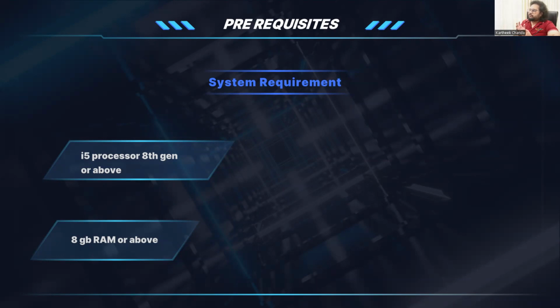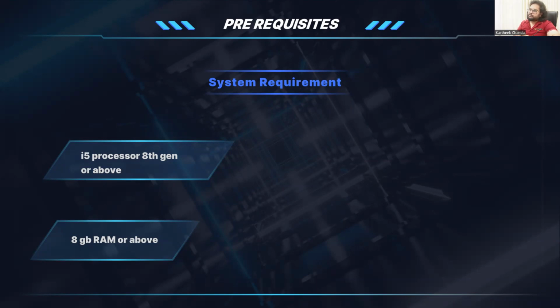If you are having an i5 processor of any generation, or above i5, it can be i7 or i9 also, it's fine. It's even better. But the minimum is an i5 processor, eighth generation, and you need to have 8 GB RAM. This is mandatory. You need to have either 8 GB RAM or above. So these are the prerequisites.